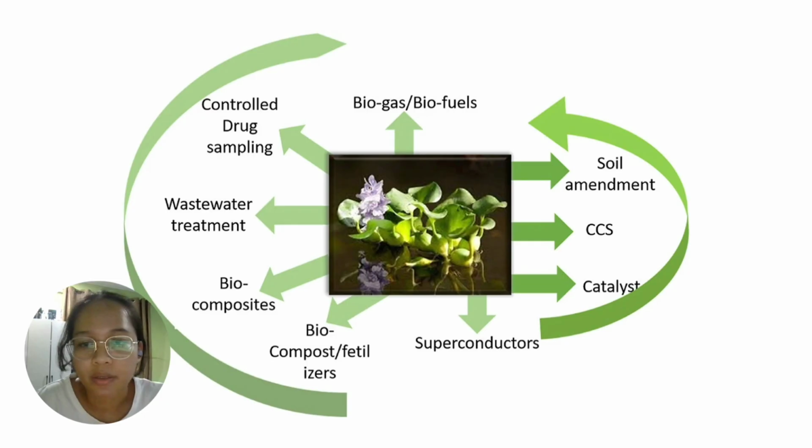This figure shows the many benefits of the water hyacinth, towards the sustainable source of biomass as it is readily available. The most common one is for the wastewater treatment, biocomposite, biocompost, or fertilizer, and also biofuel.